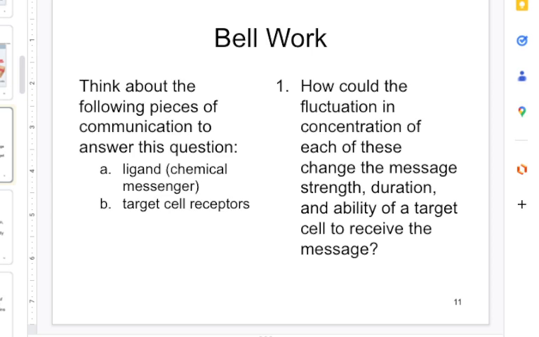How would that vary based on the message or the strength or the duration or the target cell's ability to receive the message? And how would the concentration of target cell receptors on the plasma membrane of the target cell also influence these variables? Go ahead and pause your screen to answer this.